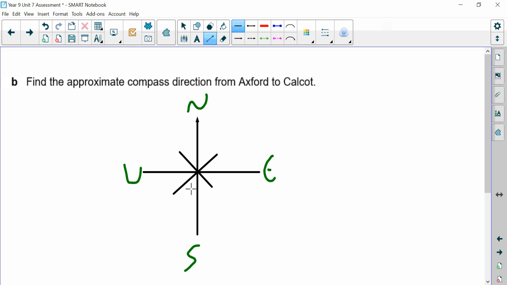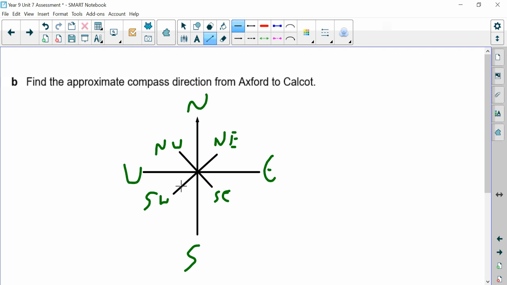Shredded wheat is a British cereal that we have for breakfast, but never eat shredded wheat. And then the bits in between, so between north and east, you've got northeast. Between east and south, you've got southeast. We always use south or north first. Between south and west, southwest, and between west and north, northwest. So that's how we get these setups.